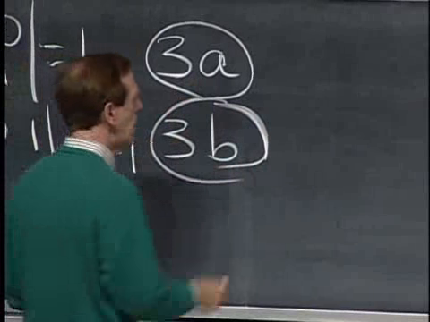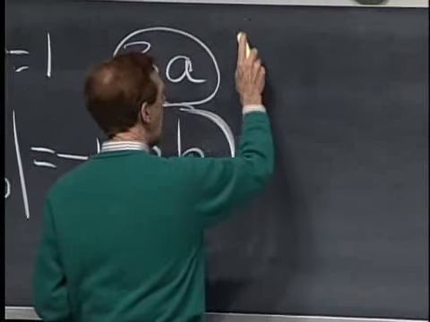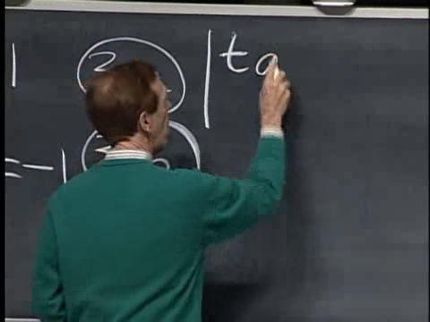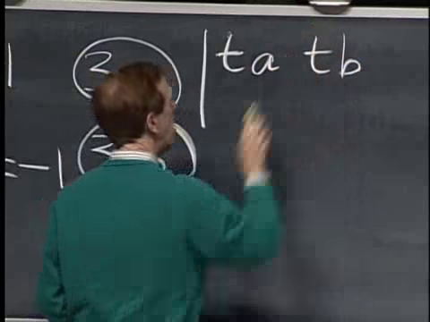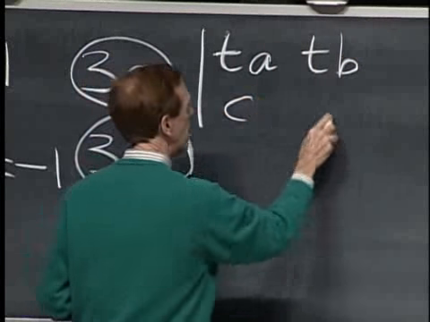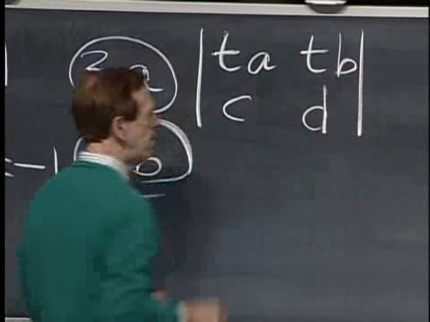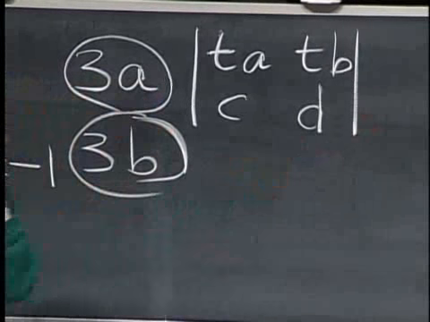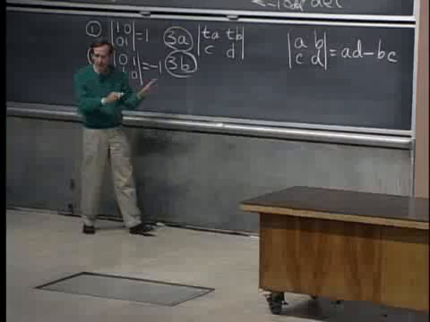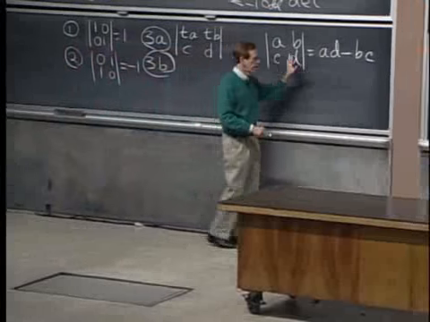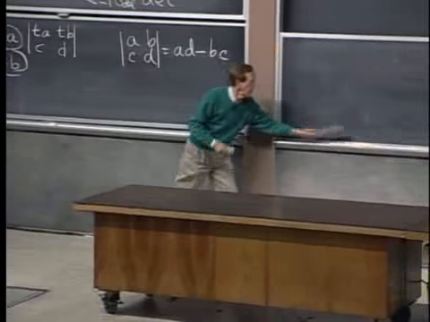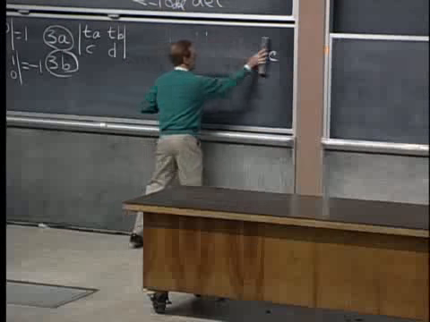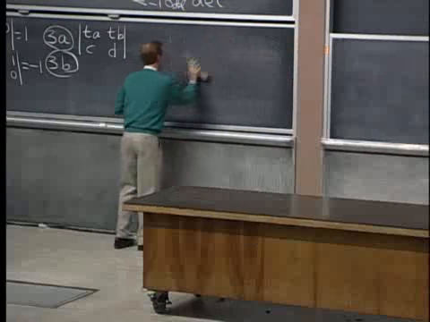Property 3A says that if I multiply one of the rows, say the first row, by a number t, I'm going to erase that. That's what I'm headed for, but I'm not there yet. That's the one we know, and you'll see that it checks out by each property.